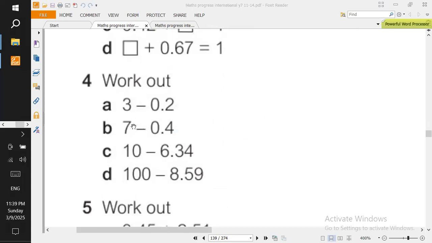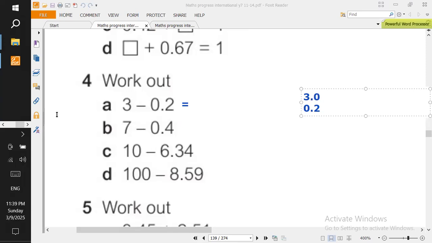Work out these. 3 minus 0.2. So subtracting decimals, as we said, you don't have a calculator. It means you have to focus when you use these questions, okay? Now, to subtract, you can put them on top of each other. For example, 3 minus 0.2, okay? Now I have to put a decimal point here, so point, and then on top of the 2, I'll put a 0.